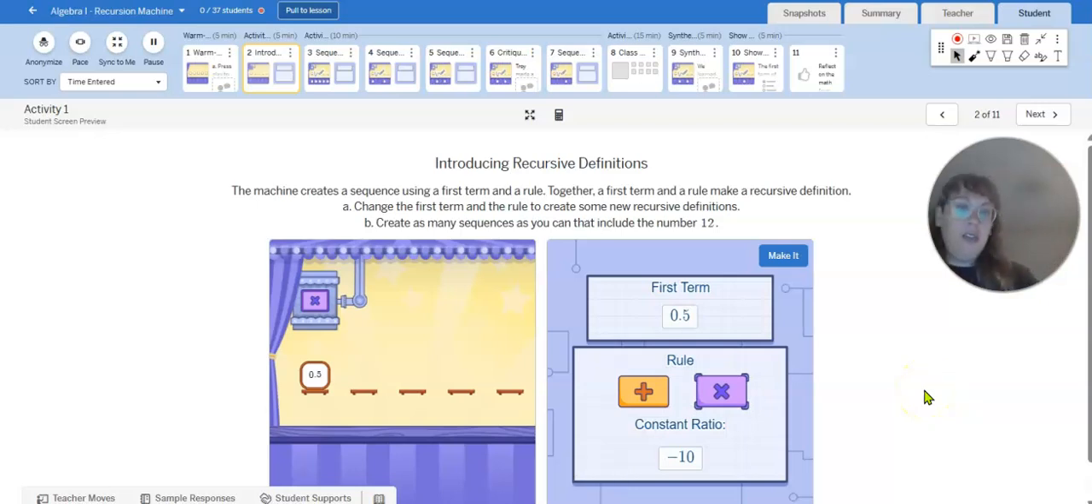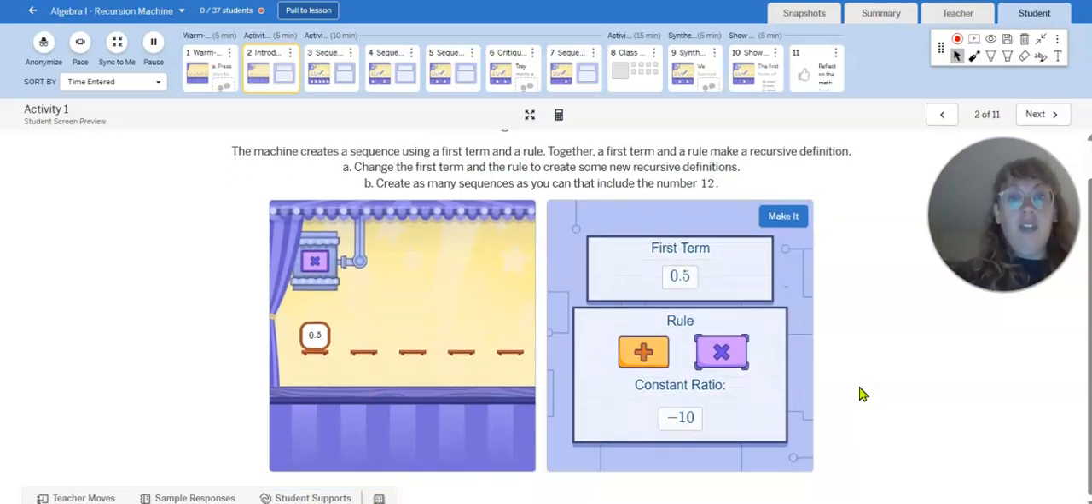So this says introducing recursive definitions. The machine creates a sequence using a first term and a rule. Together, a first term and a rule can make a recursive definition. If we know where we're starting and we know what the rule is doing, we can find all the terms in the sequence. So it says to change the first term and the rule to create some new recursive definitions.